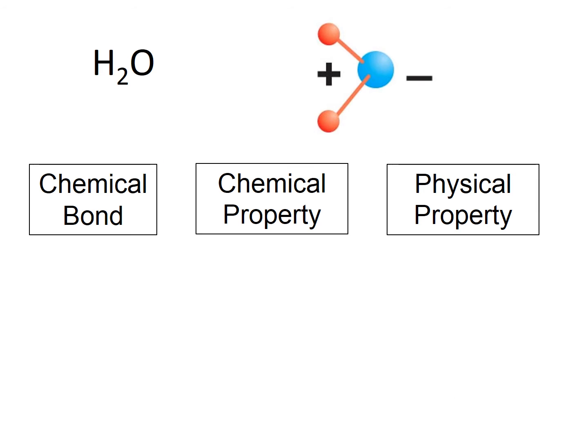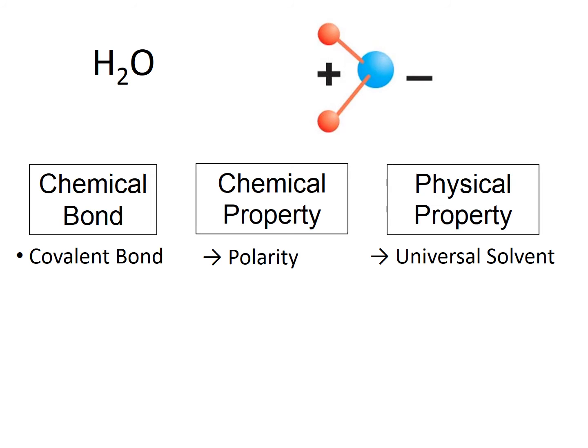As a result of these chemical bonds, water has a number of distinctive chemical and physical properties. As a result of the covalent bonds, water has polarity. As a result of its polarity, water is considered a universal solvent. It has both a negative and a positive charge, so it's very good at dissolving a large number of other chemical molecules.